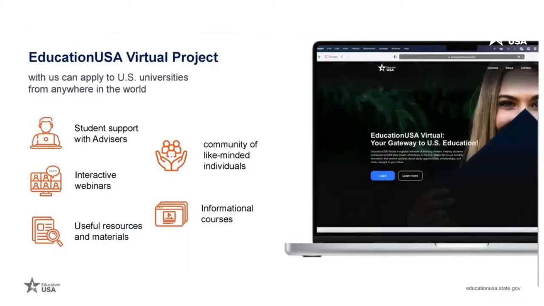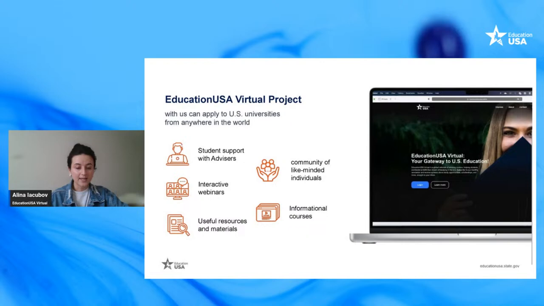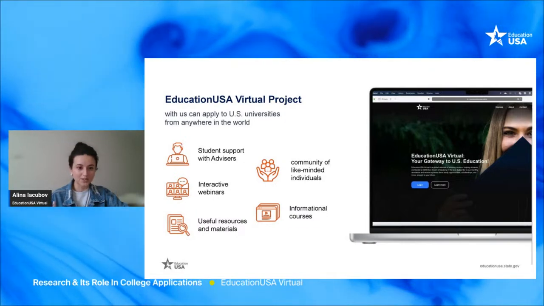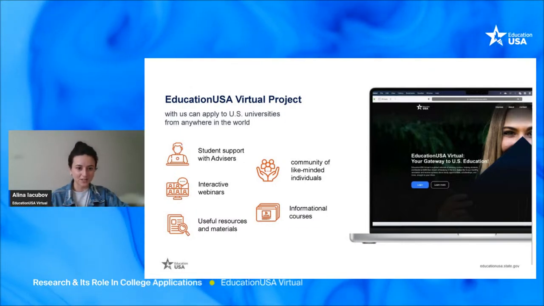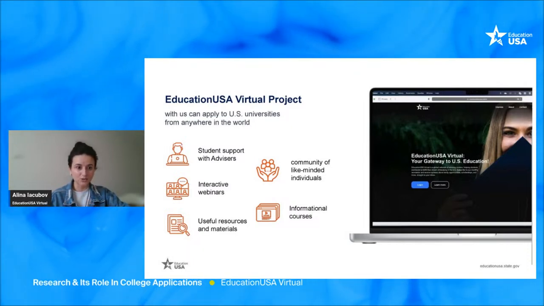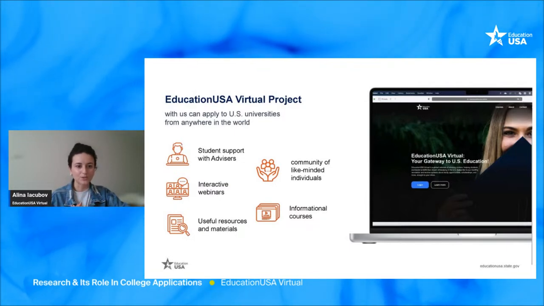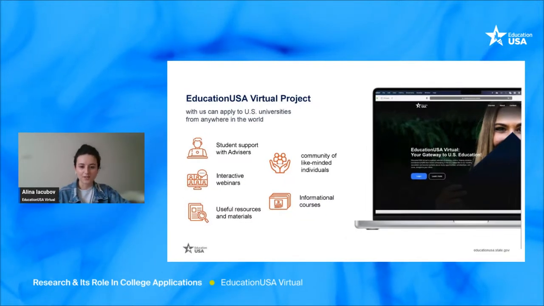Also, with the EducationUSA Virtual Project, you can apply to US universities from anywhere in the world. We offer you student support, interactive webinars, useful resources and materials, informational courses, and a network. There is a community of like-minded individuals who are also preparing for their application process. You can also email us. We do have an email address. If you need more details about consultations or the advising process, you can write an email and we can offer you more information.